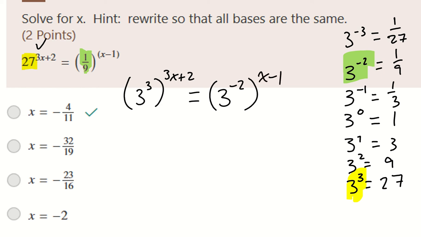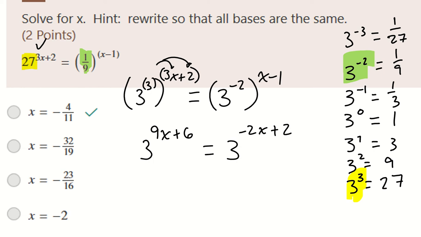So what I have here is I have a situation where I'm raising a power to a power, so the operation's multiplication. So on the left hand side, this is going to become 3 to the 9x plus 6. Be very careful, right? It's this exponent times this exponent. So I need to multiply the 3 by both the 3x and by the 2, right? I'm distributing that multiplication across that addition problem. On the other side then, using the same thing, we've got 3 to the negative 2x and then plus the number 2.